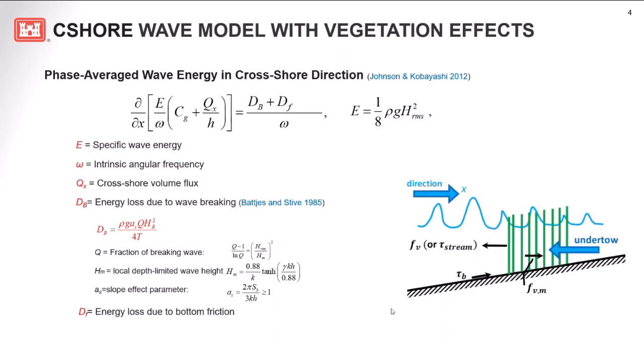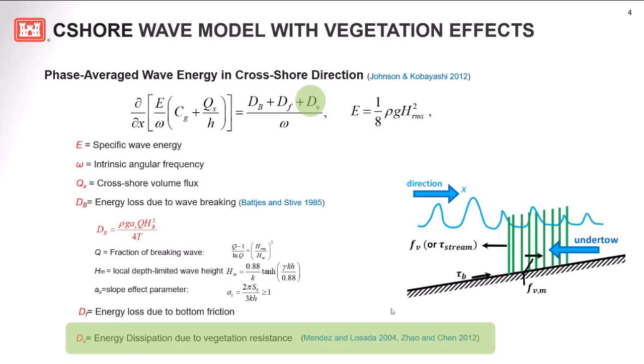The phase averaged wave energy equation in the cross-shore direction is the governing equation for the wave model in CSHORE. Here, E is a specific wave energy, omega is the intrinsic angular frequency, Qx is the cross-shore volume flux, dB is energy loss due to wave breaking, and dF is the energy loss due to bottom friction. This equation was modified in CSHORE-Veg to include energy dissipation due to vegetation resistance.